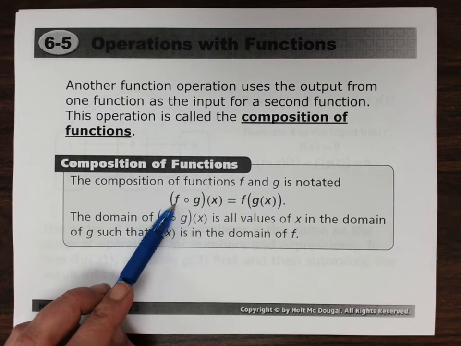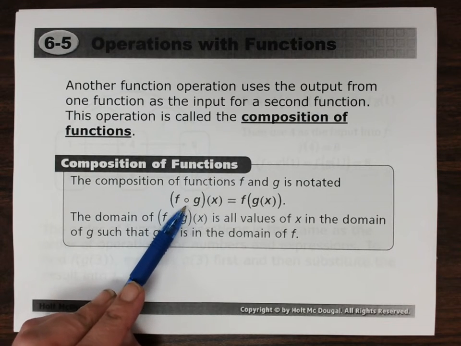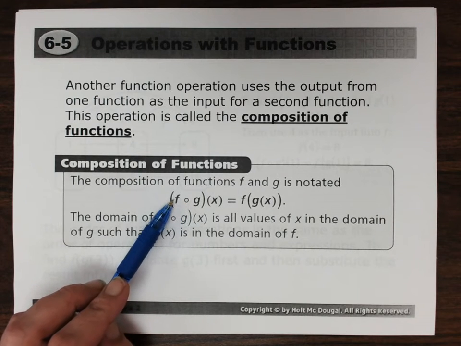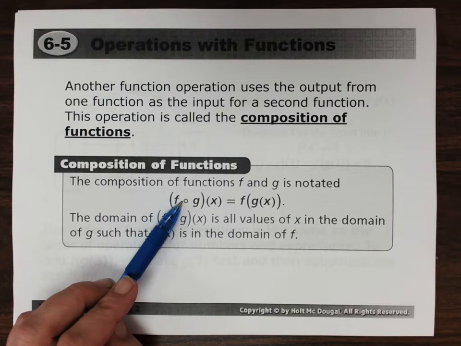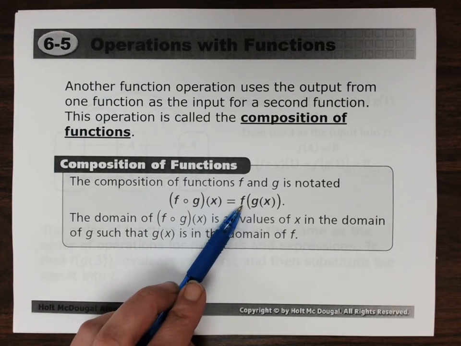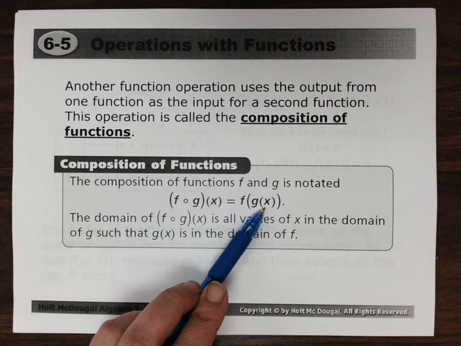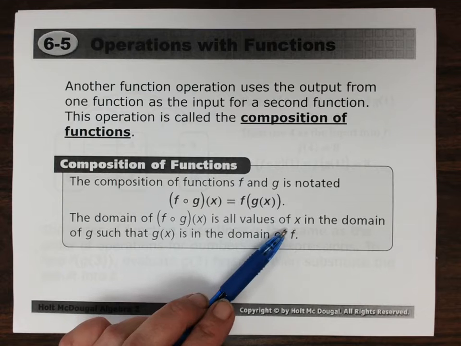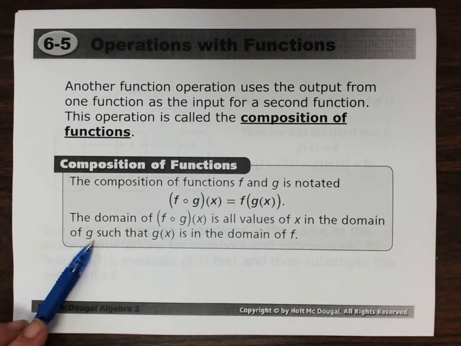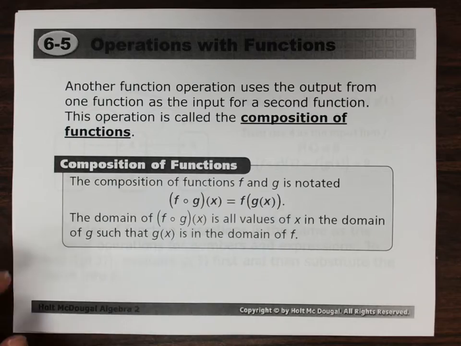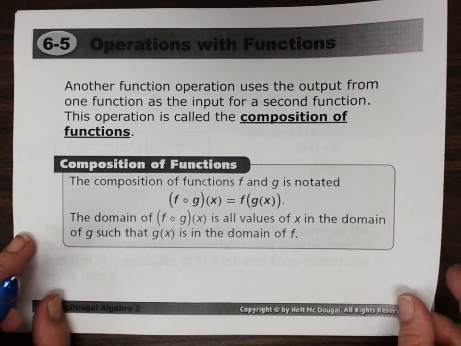It's notated with this small circle here in the middle, and this means f composed with g of x, and here we read this as f of g of x. The domain of the composition is all of the values of x in the domain of g such that g of x is in the domain of f. And we'll look into that in a little more detail.